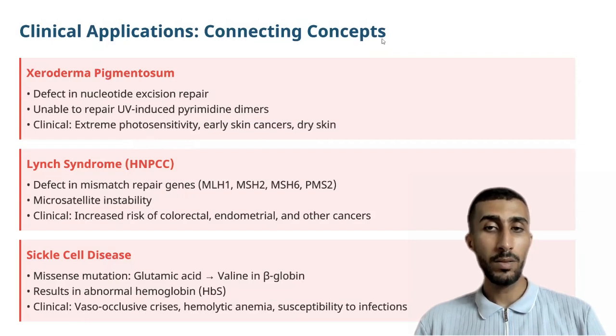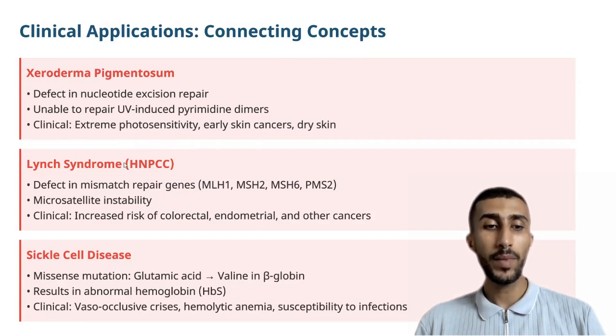The clinical application: xeroderma pigmentosum. Remember, it is a defect in the nucleotide excision repair related to UV. So UV light is the thing that starts the cascade of events. UV causes pyrimidine dimers, and if we have a defect in the nucleotide excision repair, we will have xeroderma pigmentosum. Clinically, there will be extreme photosensitivity, early skin cancer, and dry skin.